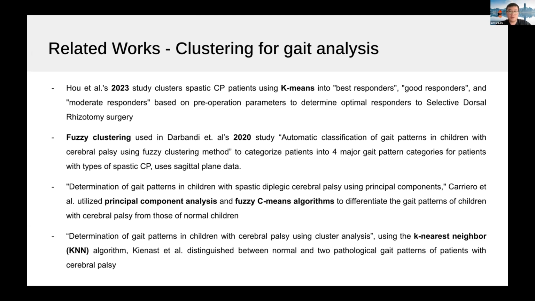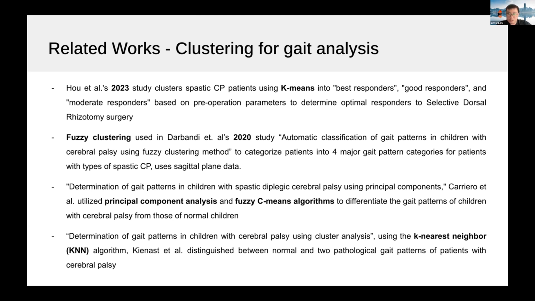Most recently, there is a 2023 study, "Unsupervised machine learning effectively clusters pediatric spastic cerebral palsy patients for determination of optimal responders to selective dorsal rhizotomy", by Ho et al. To summarize the study, it uses k-means to cluster patients with a specific type of CP called spastic CP into 3 different groups: best responders, good responders, and moderate responders, to see which patients respond the best to a specific type of surgery. This clustering was based on parameters such as spasticity of lower limbs, the number of target muscles, and also the sagittal plane data.